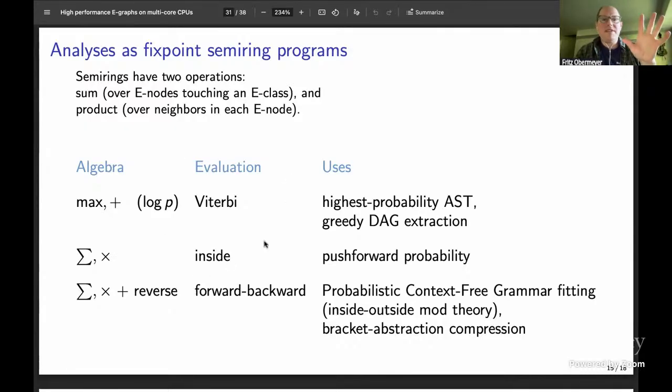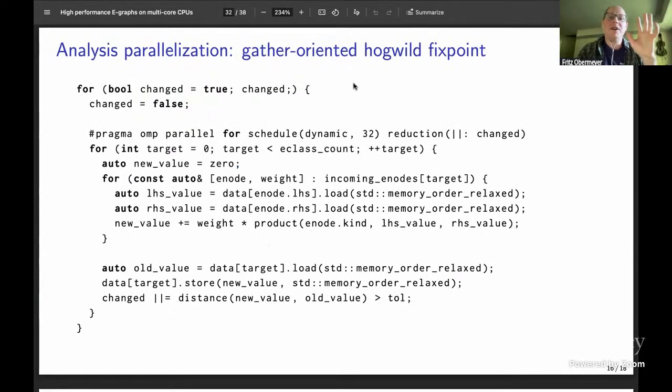Anyway, I do a lot of these analyses, and I just wanted to show the design pattern that works pretty well for me. All of my analyses use this design pattern, or almost all of them, which is a gather-oriented hog-wild fixed point, I'll call it. It's a fixed point because it operates until change, and I'm using mostly floating point analyses. So I have a threshold that says operate until, say, 10 to the negative 2 tolerance or something like that. And then it's gather oriented in that I want random reads and sequential writes.